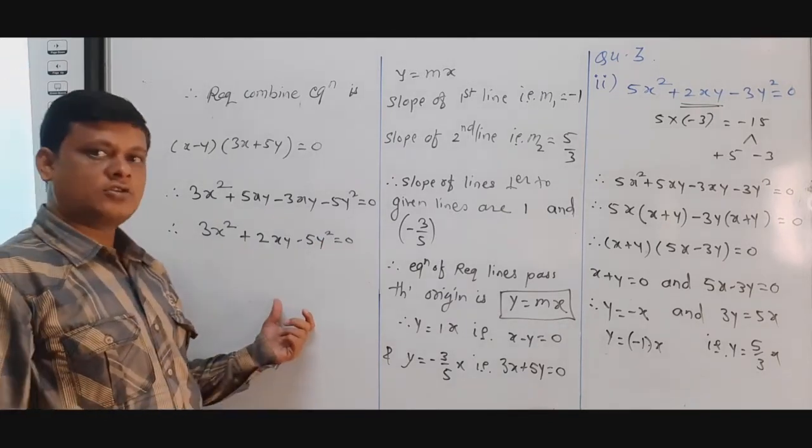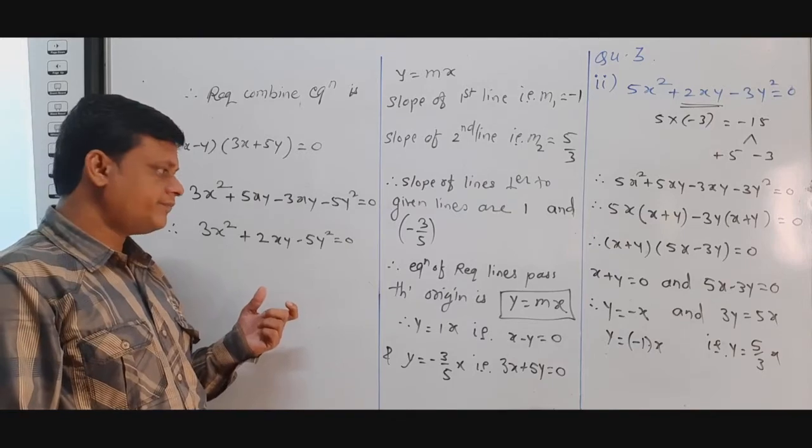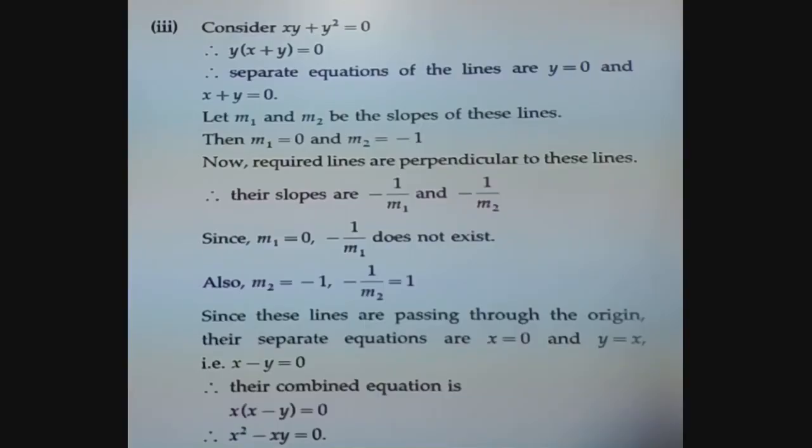So in this way also we can find the equation. So see the third example, xy plus y square equals to 0. Now we have to find its separate equation first. So taking y common, we write y in bracket x plus y equals to 0. Therefore separate equations of the lines are y equals to 0 and x plus y equals to 0. So we find its slope first. Let m1 and m2 be the slope of these lines.